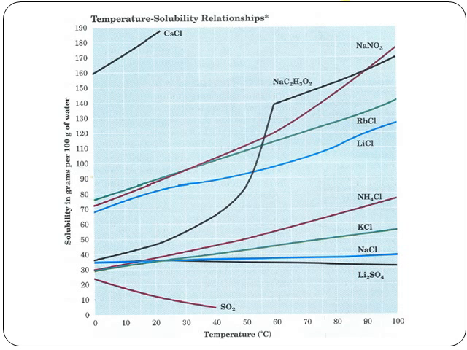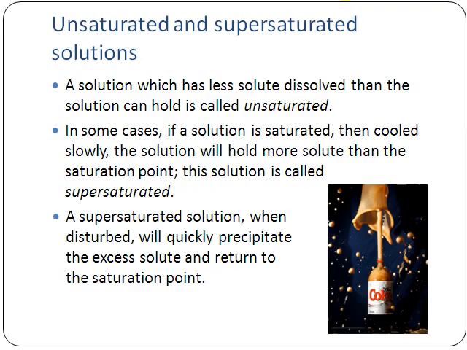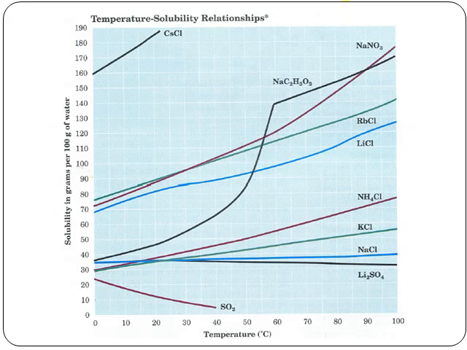we've talked about saturated solutions, but there are a couple other types that we need to deal with here. First one: a solution which has less solute dissolved than the solution can hold is called an unsaturated solution. If a solution has as much solute as it possibly can, it's saturated. But let's suppose it has less. Let's take a look back at our previous graph, at our lithium chloride. We always like that guy right there.